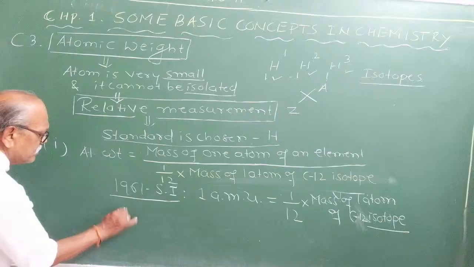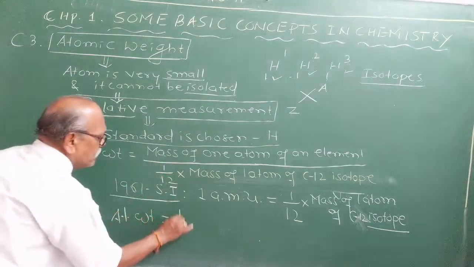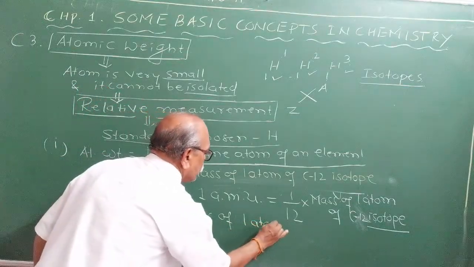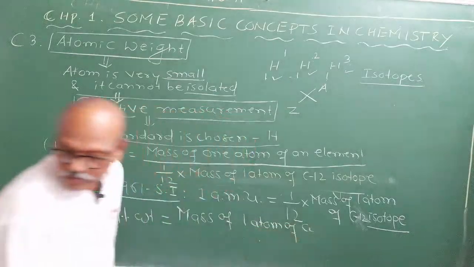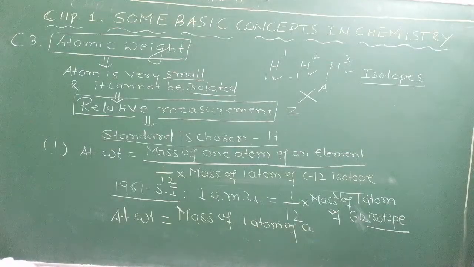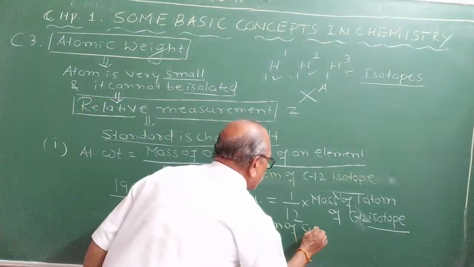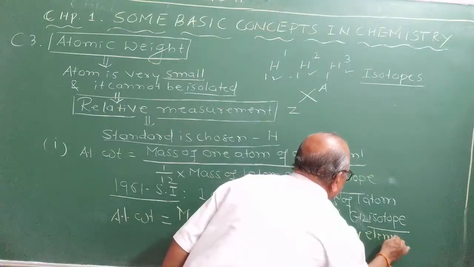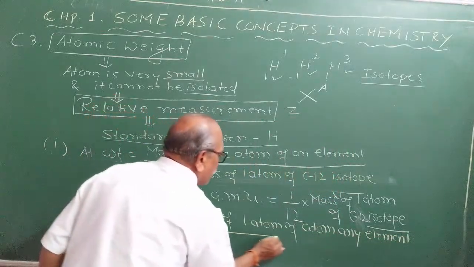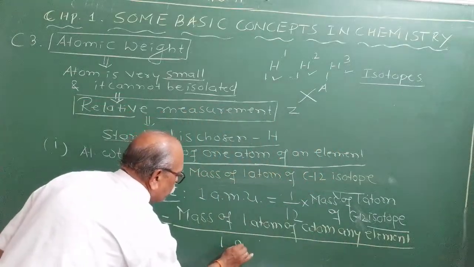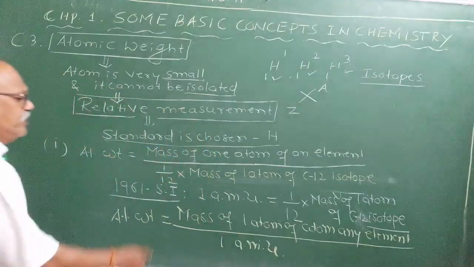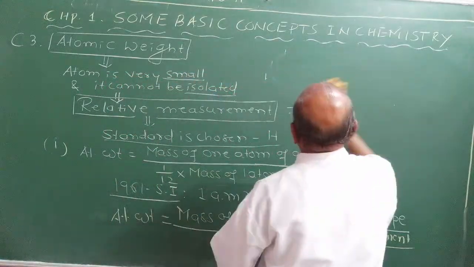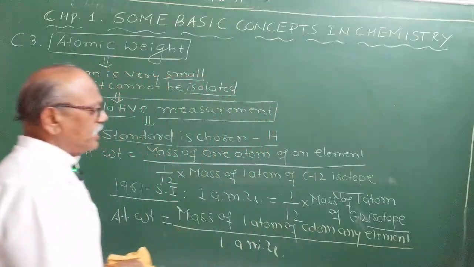You can write atomic weight simply as mass of one atom of any element divided by one atomic mass unit, which is 1/12 of the mass of one atom of carbon 12 isotope. This can be obtained by mole concept.